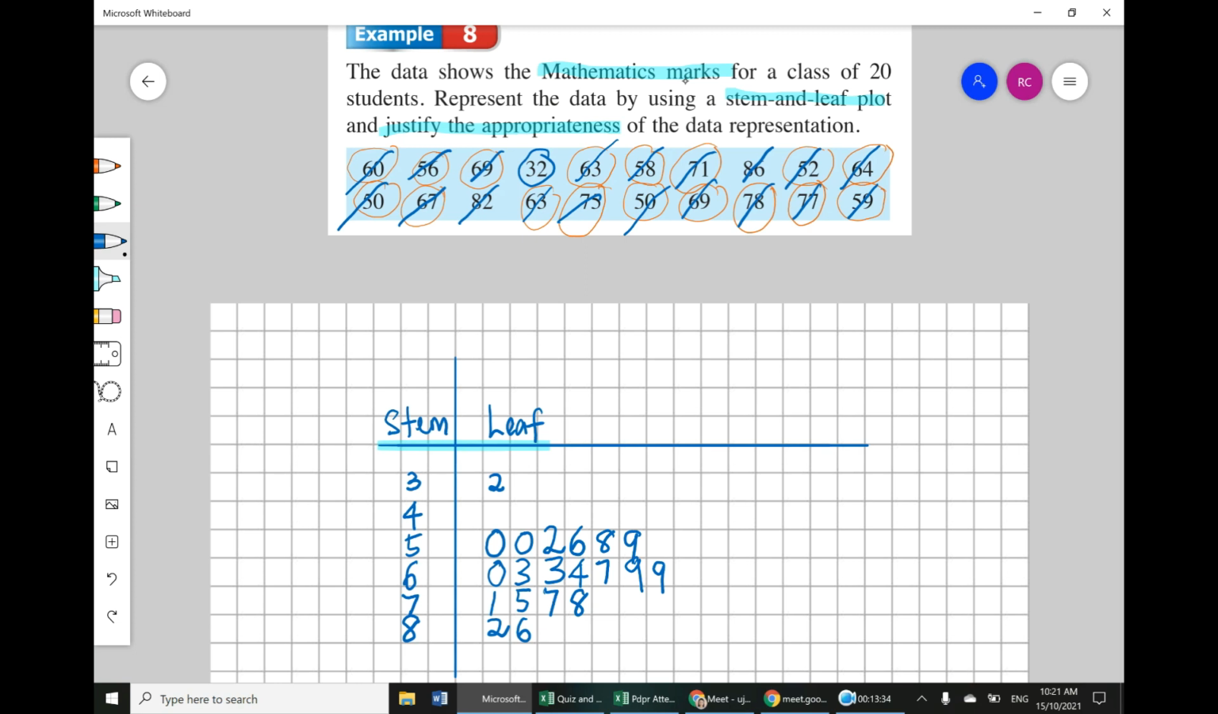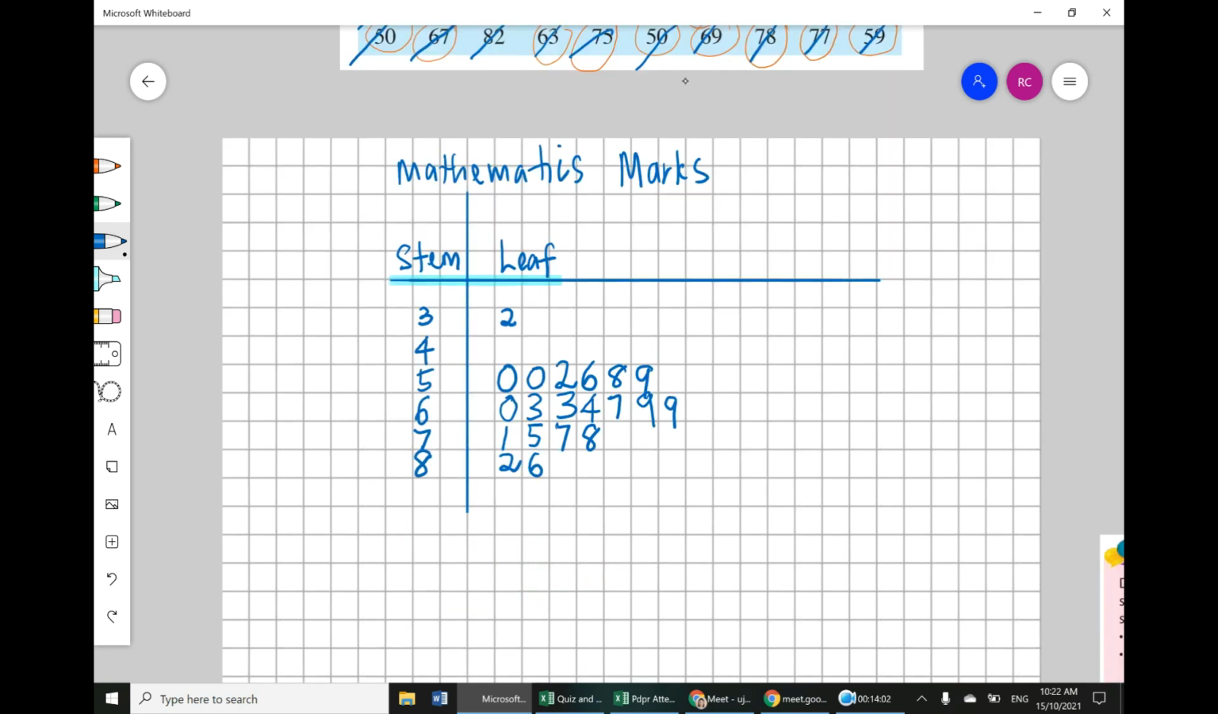So I'm going to write it down on top. Mathematics marks. Okay, if possible, you just use capital letter for all the words, except of, for, and the rest. Okay, mathematics marks. So after we have done the title, the next thing is the key. Okay, you bear in mind the key, you have to put it in a box later on.